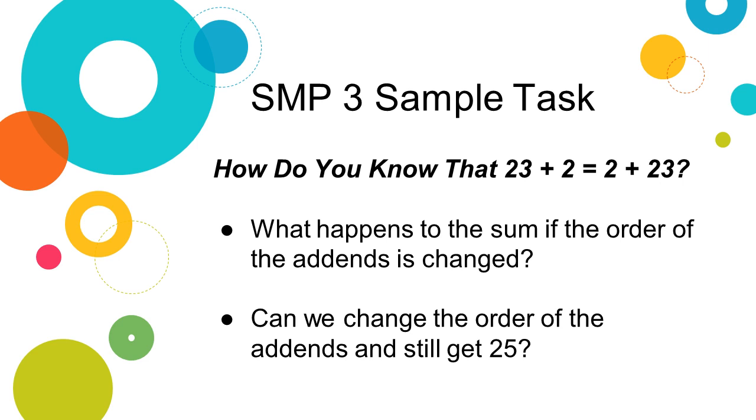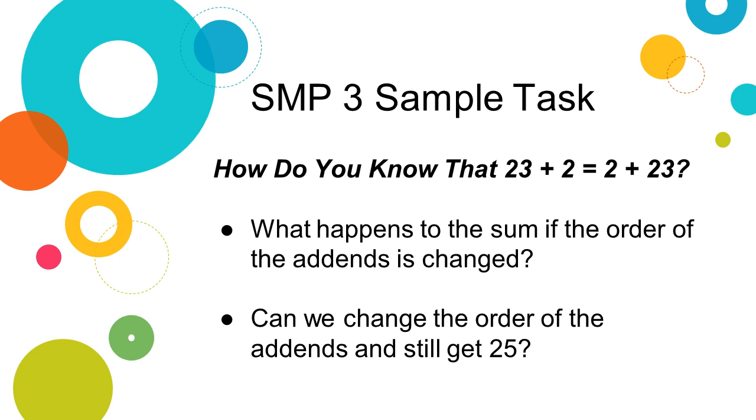They reason about data, make plausible arguments that take into account the context from which that data arose. Mathematically proficient students are also able to compare the effectiveness of two plausible arguments, distinguish correct logic or reasoning from that which is flawed, or if there is a flaw in an argument, explain what that flaw is.